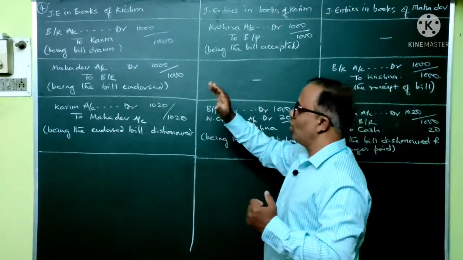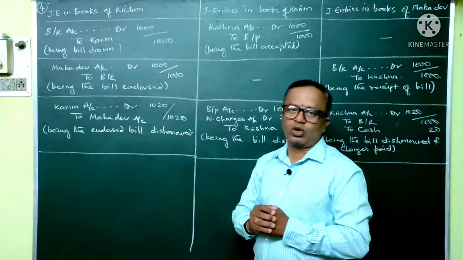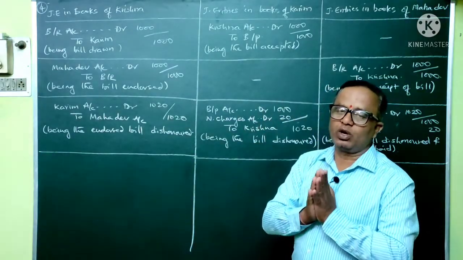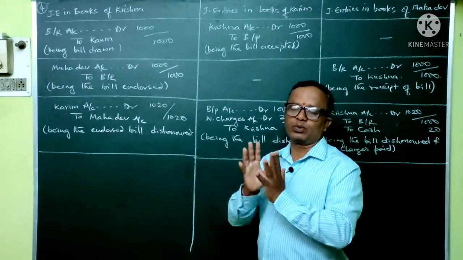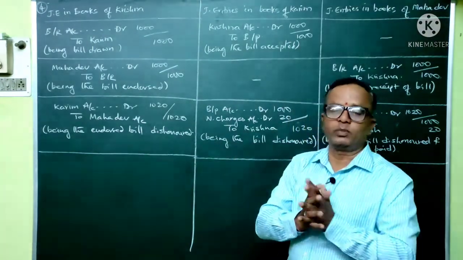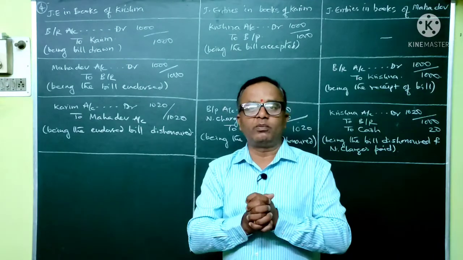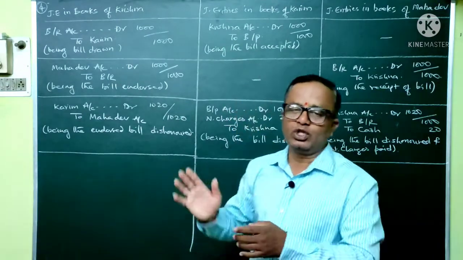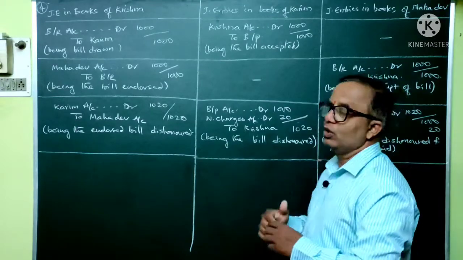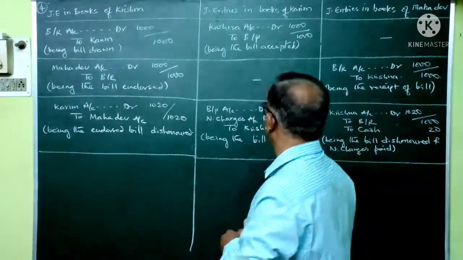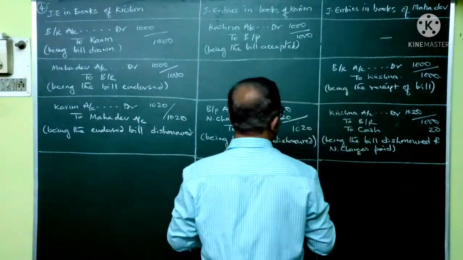Then after that, on the due date, this particular bill is dishonored. When the bill is dishonored, what happens there? The money on the bill is not paid. That is the meaning. So whoever is the holder of that particular bill on the due date will be paying noting charges. Now in this problem, if you observe, the bill is with Mahadev, so Mahadev is paying the noting charges. Noting charges are 20 rupees, he has paid it.